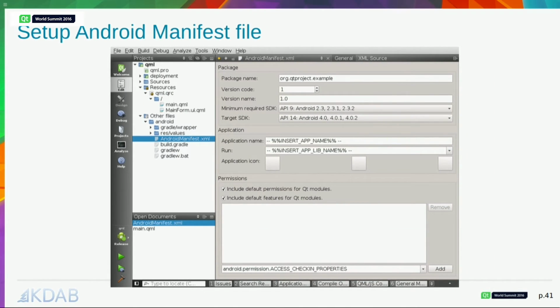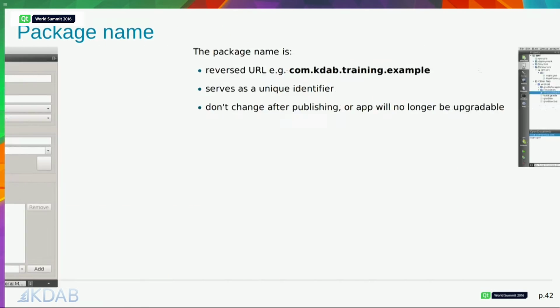It pops up a small wizard. Follow the wizard, and in the end, you'll end up with this dialog. This is the Android manifest editor in Qt Creator, and here we need to set a few things.